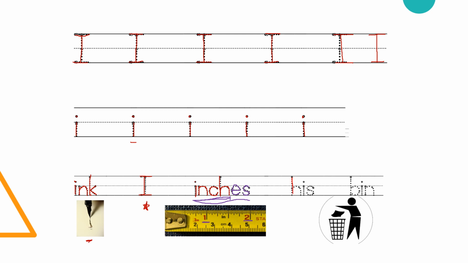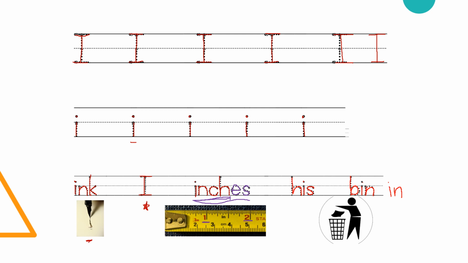Then we have the word his. You could also have the word him, hit. And we have the word bin. You could also have the word in. We use the bin every day in school where we throw things in the bin.